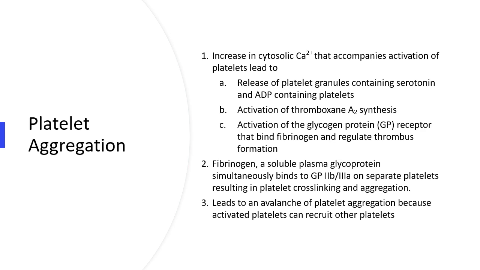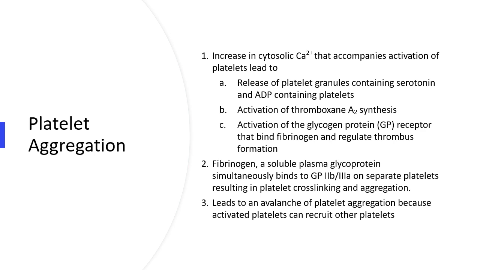Step 4 is platelet aggregation. The increase in cytosolic calcium that accompanies activation of platelets leads to, one, release of platelet granules containing serotonin and ADP that activate other platelets; two, activation of thromboxane A2 synthesis; and three, activation of the glycoprotein or GP receptor that binds fibrinogen and regulates thrombus formation.